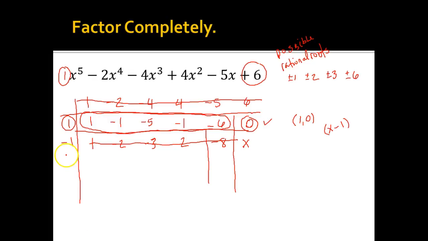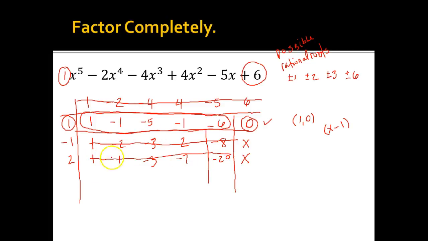So we tried 1, we tried -1, let's try 2. So bring down the 1 times 2 is 2 minus 1 is 1 times 2 is 2 minus 5 is -3 times 2 is -6 minus 1 is -7. I'm doing that right. Okay, times 2 is -14 minus 6 is -20. So that one didn't work at all. So 2 is not a root. X minus 2 is not a factor. So we cross that one off.